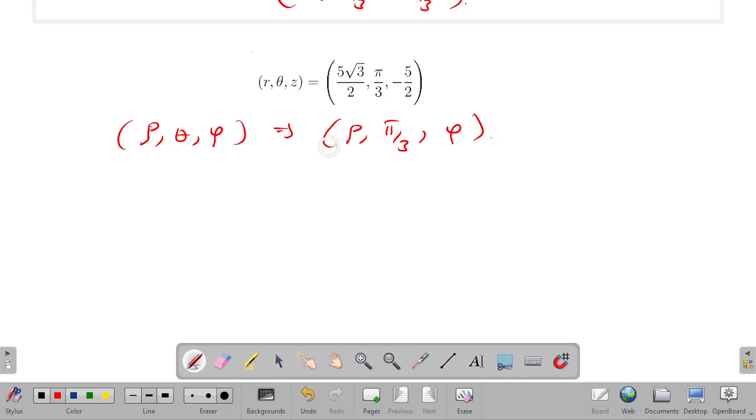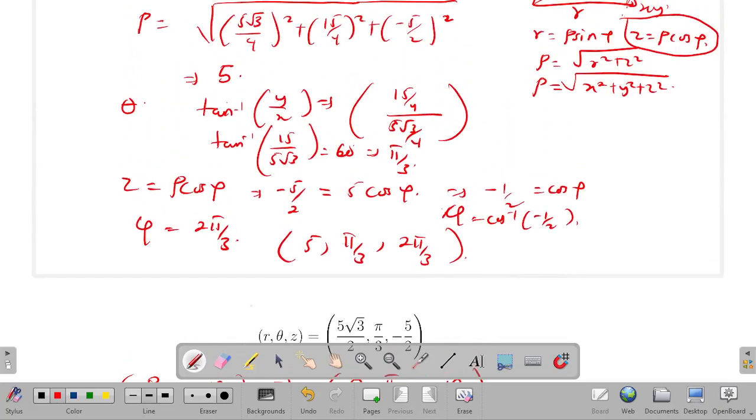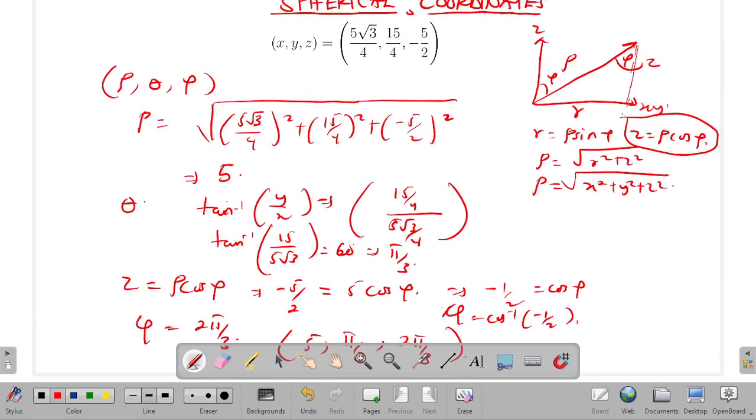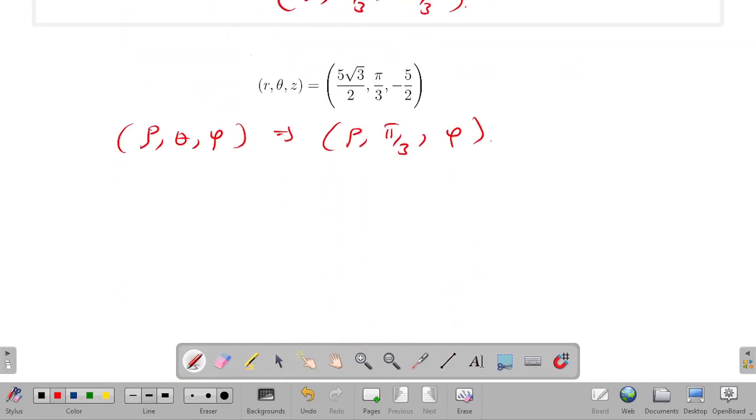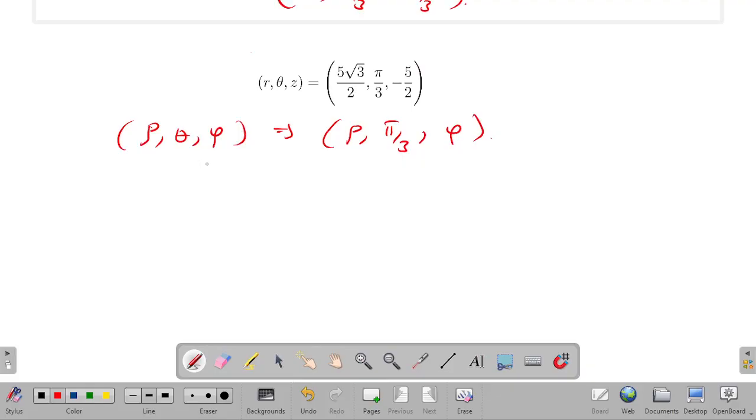Then what do we need? We need rho, right? Here we are going to convert from r to rho. Remember the relation between r and rho. So we said that r is equal to rho sine phi, right? Or let me say it this way. We can say that rho is equal to the square root of what? r squared plus z squared.